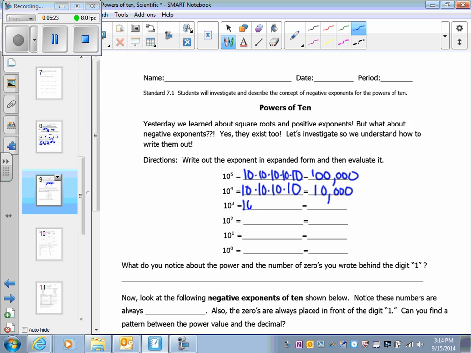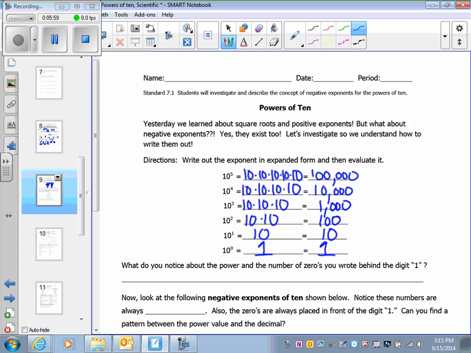10 to the 3rd means 10 times 10 times 10. And remember, dot means to multiply. And so if I add 3 zeros, this value is 1,000. And 10 to the 2nd means 10 times 10, which we know is 100, or we can use the trick, which tells us that we add 2 zeros. 10 to the 1st is just 1 times 10, which is still just 10. And 10 to the 0, remember that anything to the 0 power is 1. Okay, so these two are going to look the same. Anything to the 0 power is 1.